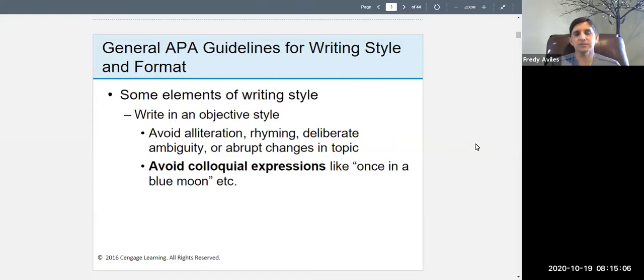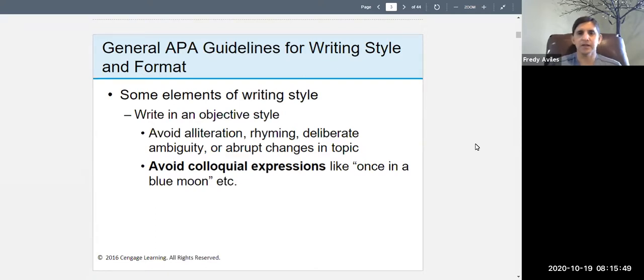You have to write in an objective style. That means it's basically scientific writing, okay? It's not an essay, okay? It's not an English class. There's no alliteration, no rhyming, okay? No deliberate ambiguity, no keeping the reader guessing until the end of the story, okay? It's not a movie, right? It's not some kind of creative short story. It's nothing like that, okay? It's very clear and to the point. Some would say it's boring, okay? But it's very scientific, okay? No abrupt changes in topic, okay? It's not an essay, not a creative writing story, nothing like that. It is just, this is what was done, this is what we found, this is what it means, okay?